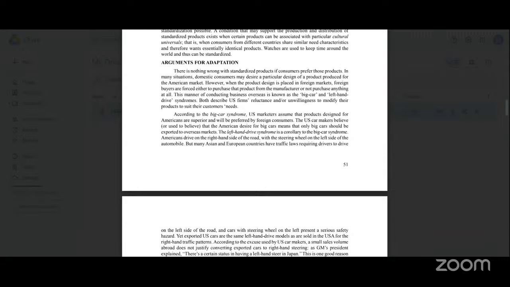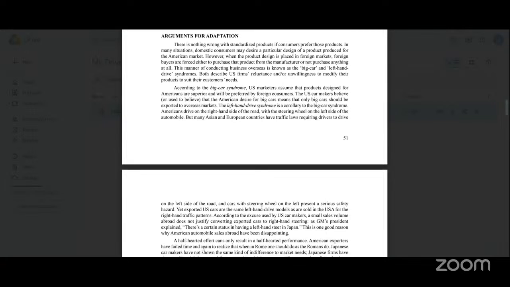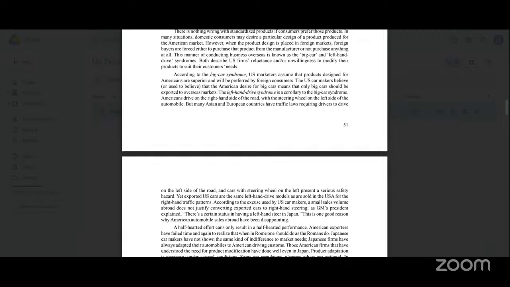While standardized products are highly preferred by customers, we also need to understand that domestic considerations may desire a particular design of a product produced for the American market. So a watch, for example, is a very standardized product; however, we may find that there are certain colors and certain styles which are far more popular in the US than in, say, India. So we may have to give a range of products of the same product, maybe a variant or many variants, to make it more adaptable to the local customers.